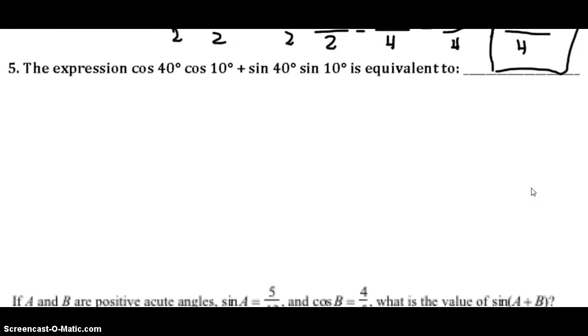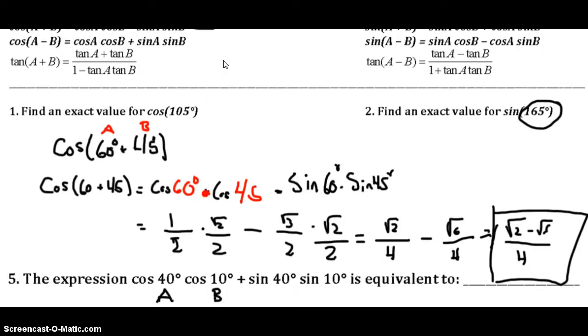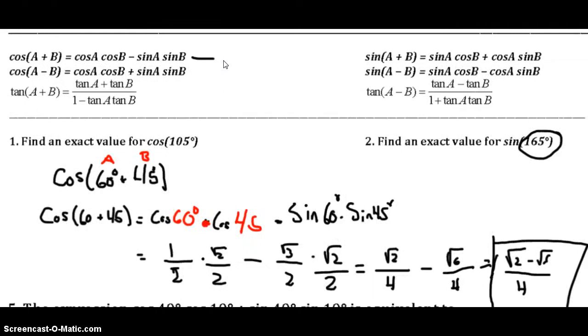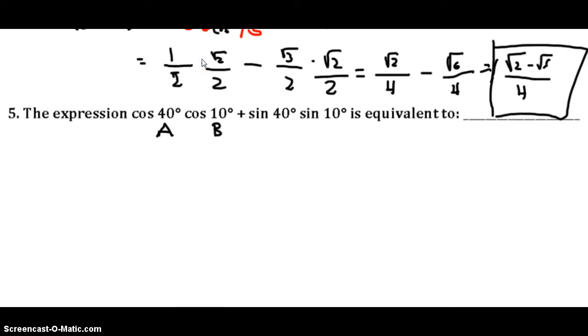This second one, cosine, cosine. What is equivalent to this? Well, it's basically asking you, what is A? So our A over here is 40, right? And our B over here is 10. What it's really asking you is, which one of these formulas do we need? It's the same as this formula, cosine, cosine plus sine, sine, and it's cosine of A minus B.